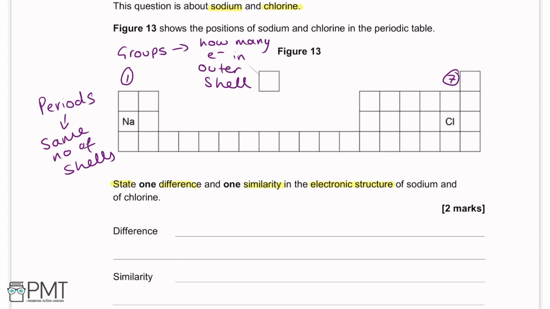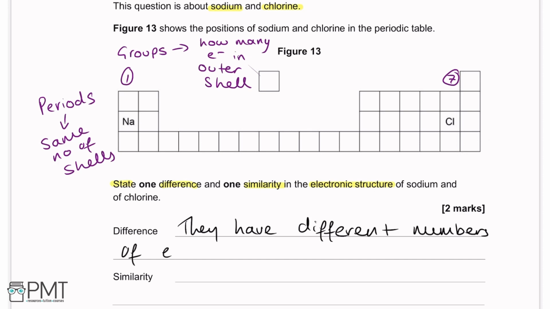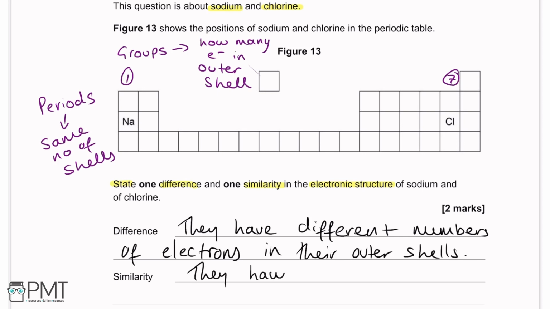So for my answer, 1 difference, I would write they have different numbers of electrons in their outer shells. Okay, you could specify how many, as we just did before, in their outer shells. And then for the similarity, I would say they have the same number of electron shells because they're in the same period.